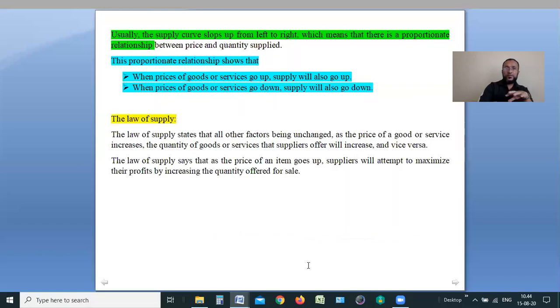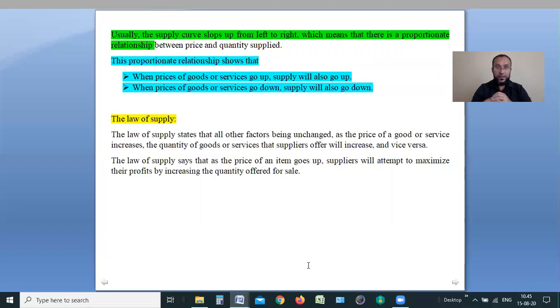Okay, so usually the supply curve slopes up from left to right, which means that there is a proportionate relationship between price and quantity supplied. This proportionate relationship shows that when prices of goods and services go up, supply will also go up. And when prices of goods or services go down, supply will also go down. That means there is a positive relationship between price and quantity supplied. Because as price increases, revenue of the firms also increases, so they will sell more to maximize their profit. And if price falls, it will reduce the sales revenue, eventually the profitability of the firms, so they will produce or supply less. So this is all about the supply curve.